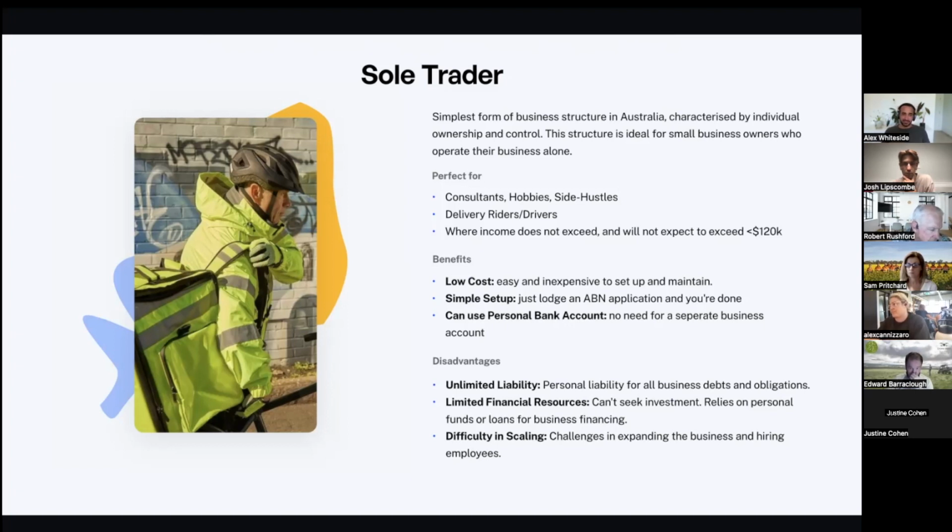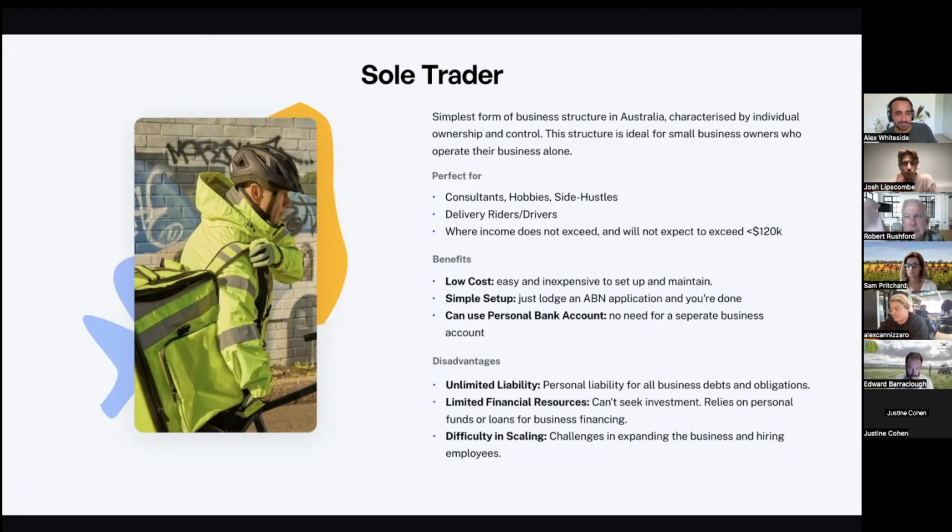And then you have other challenges, like if you're going to seek investment, no investor is going to touch the sole trader structure. And also, as you're scaling up, it's very hard to hire employees under a sole trader. It gets quite complicated trying to pay them on your own.